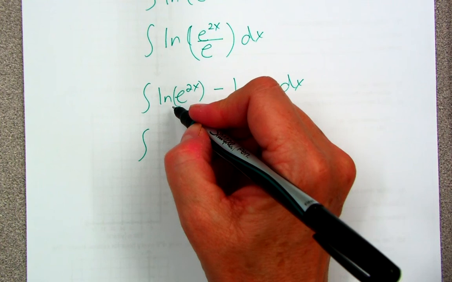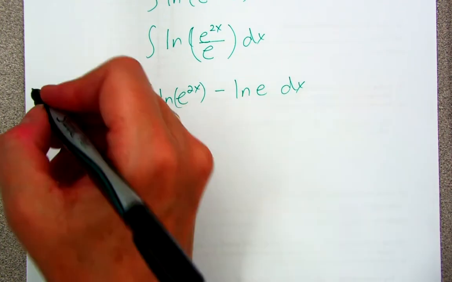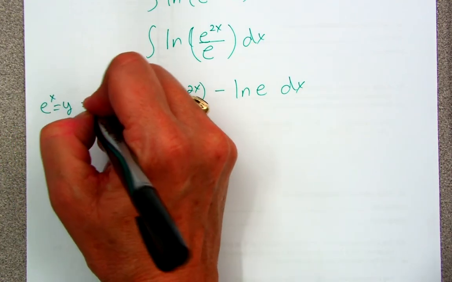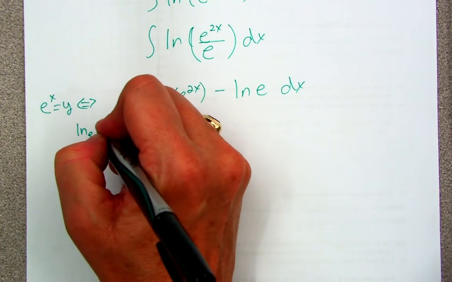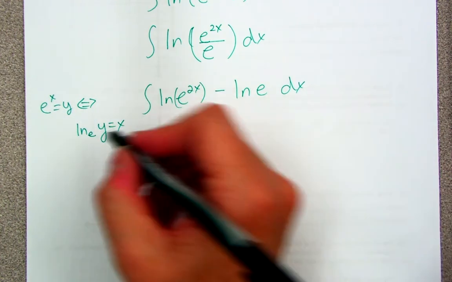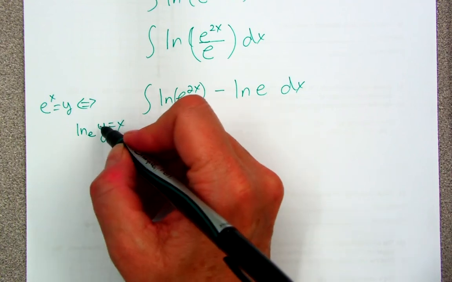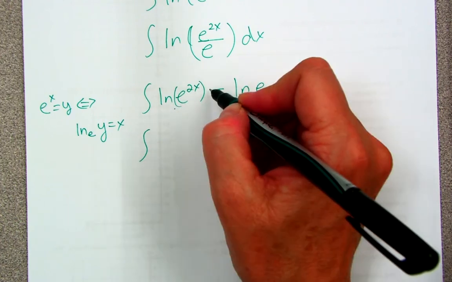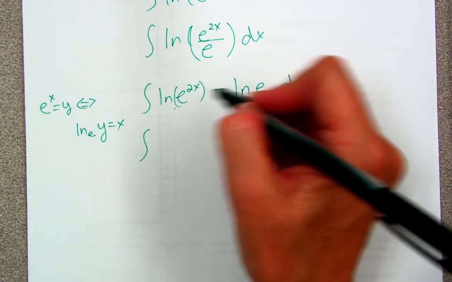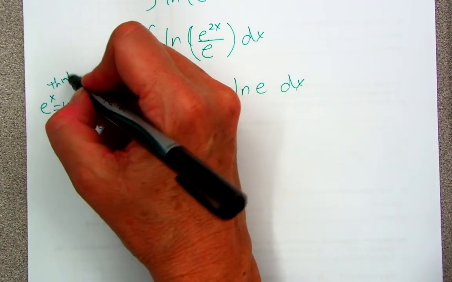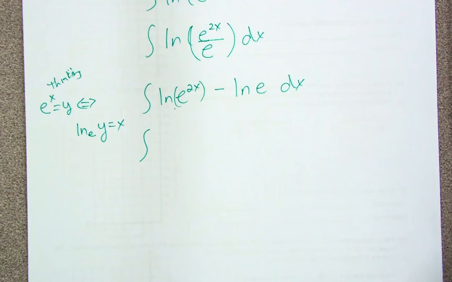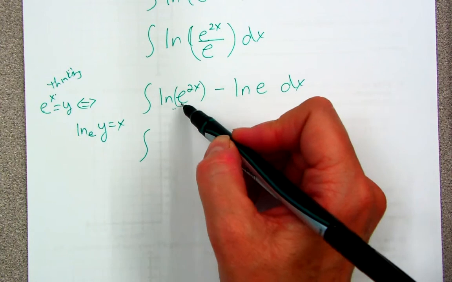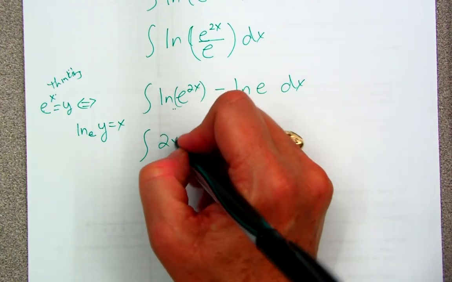Well, now I'm going to think of the definition of a logarithm. Let's see, how does it go again? e to the x equals y is the same thing as the natural log of y equals x. So e to what power equals this stuff? Because the power is my answer, right? I'm thinking exponentially. I don't think logarithms. So e to the x equals y. e to what equals e to the 2x? Well, I guess that's just 2x.